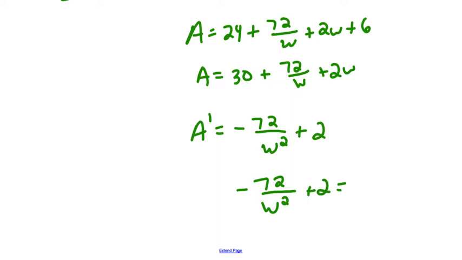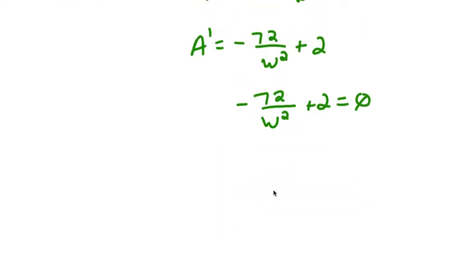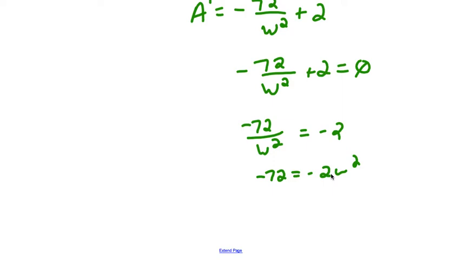plus 2, and we're going to set that equal to 0. Okay, so subtract 2, multiply by w squared, divide by negative 2, and take your square root.